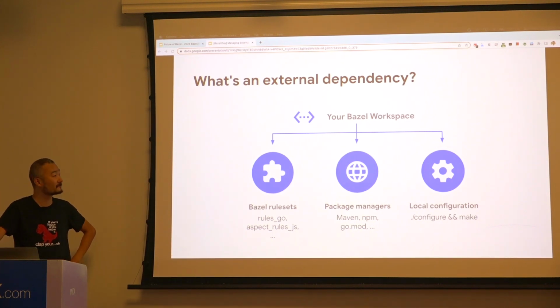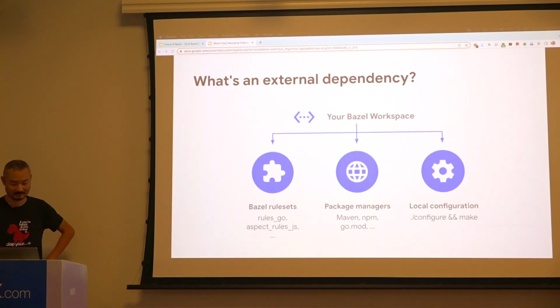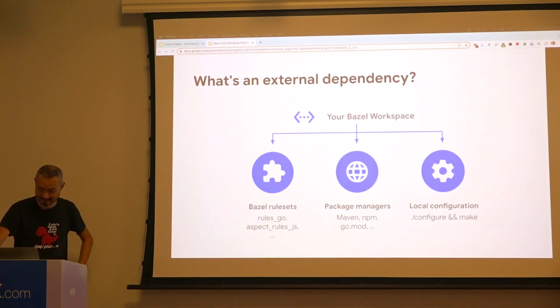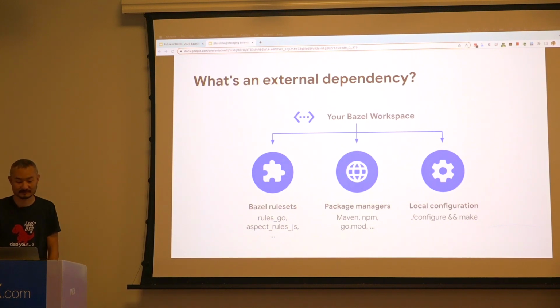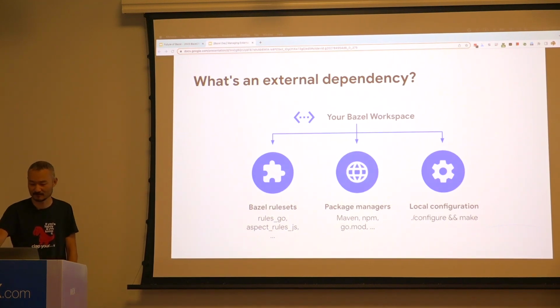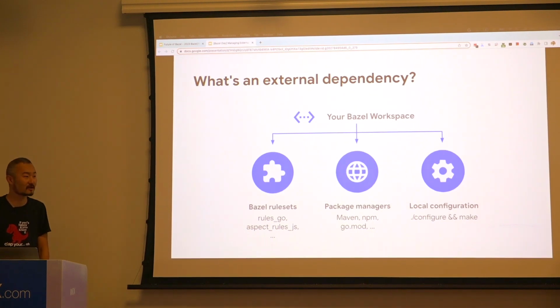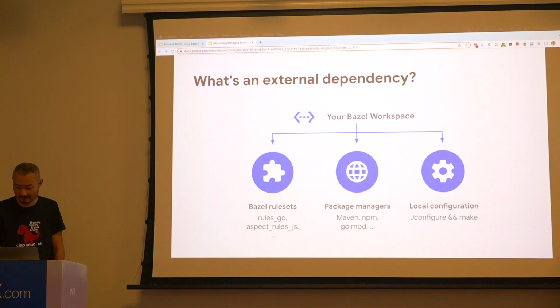Another common form of external dependencies is integration with other package managers from other languages or other systems. If you're coming from an ecosystem where there's already a popular package manager, Bazel allows you to integrate them into your build. This includes things like Maven, NPM, Go modules, or what have you.